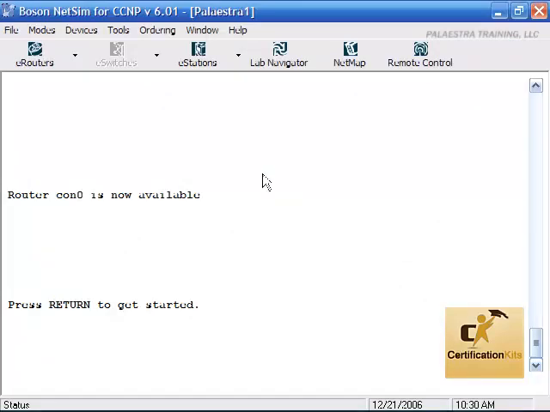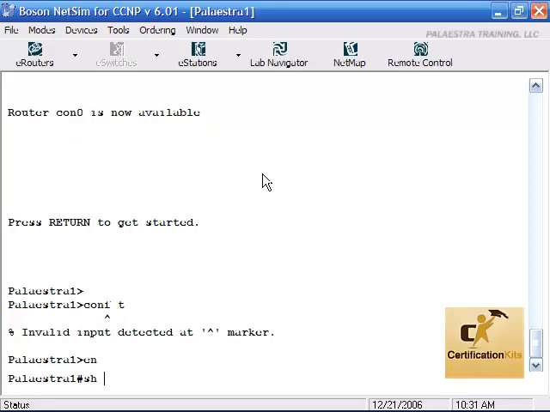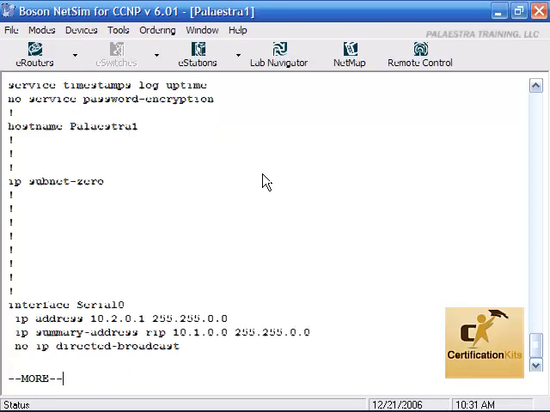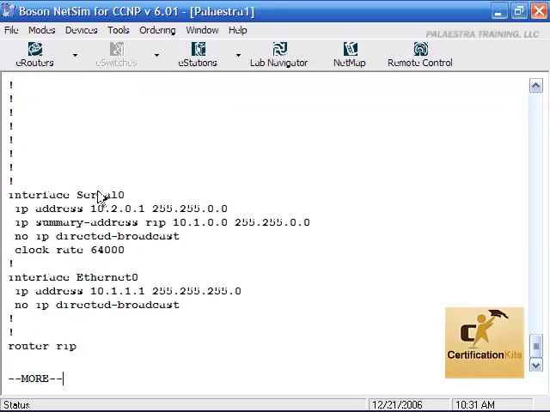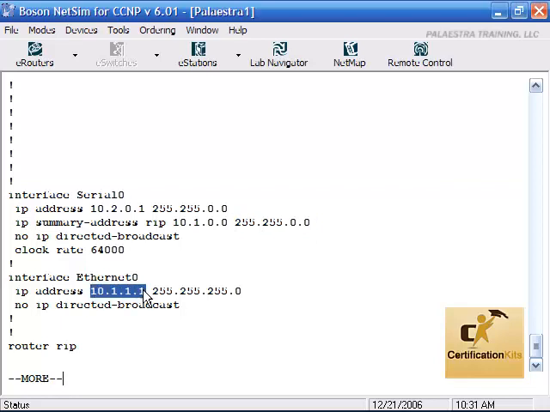I have brought up my simulator, and I've gone in and configured it with summarization. So if we do a show run, we can see that at interface serial 0 with an IP address of 10.2.0.1, I have configured a summary address. So I've done a summarization. IP summary address, again, RIP 10.1.0.0 255.255.0.0.